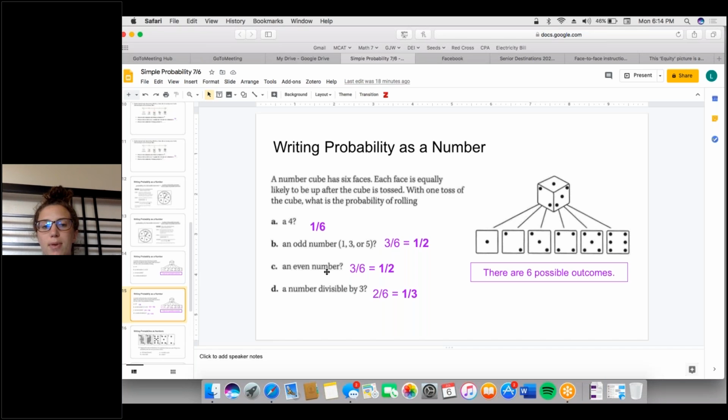C asks us our probability of rolling an even number. Well, I see here my even numbers are 2, 4, and 6. So there are 3 even numbers with 3 favorable outcomes and 6 possible outcomes. Again, I can reduce that to 1 over 2.